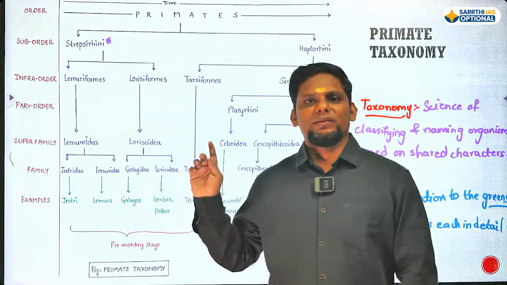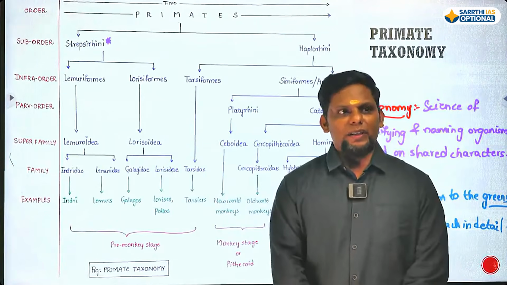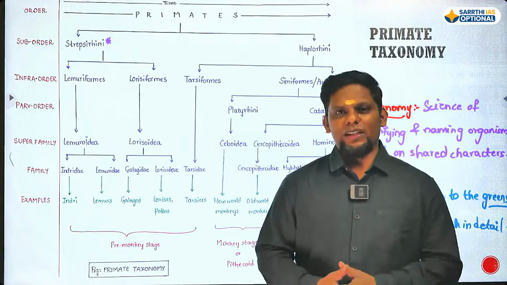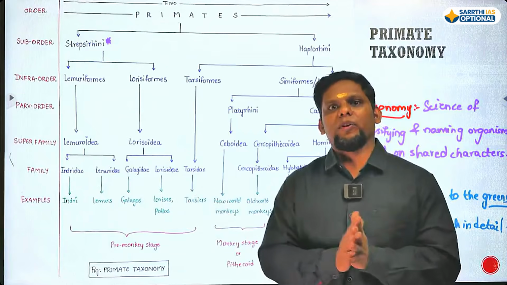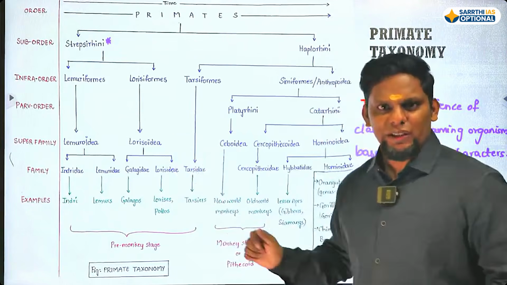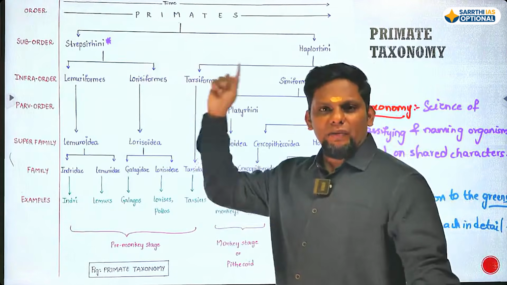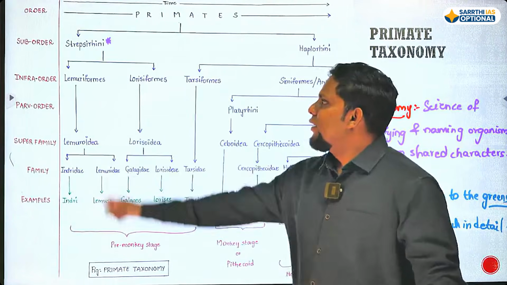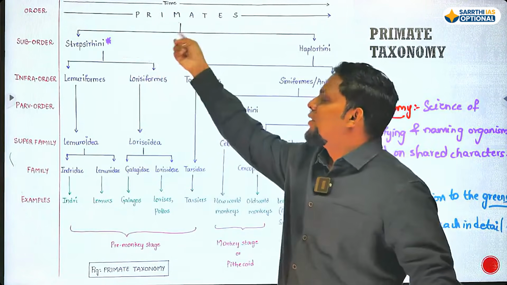Start with this flowchart. Everybody, generally I will tell you when you have to look here. So here I'm going to tell you, please look at this particular flowchart. At the top, can you see we have the order primates? Can you see that here? You have the order primates.